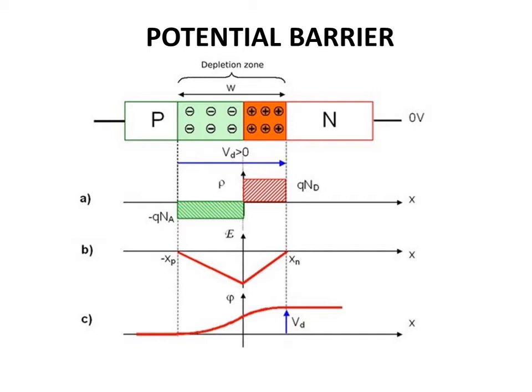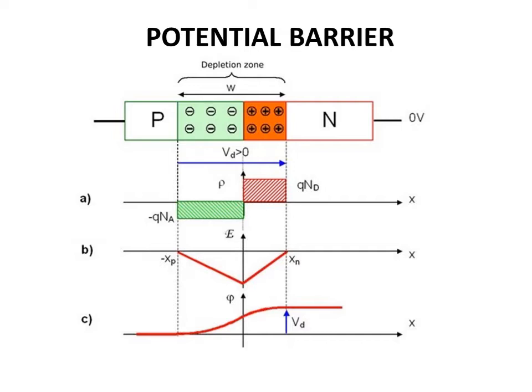We explain this phenomenon due to the presence of something called potential barrier. So that is shown here, and you are familiar with what potential is. Potential at a point is the work done in moving a unit positive charge from infinity to that point.